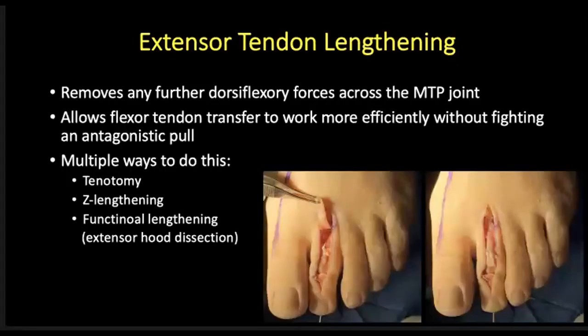We did talk about the extensor tendon lengthening, and it may need to be performed with your procedures to help mitigate a floating toe. The idea behind this is that it removes any further dorsiflexion type forces across the MTP. And so you're essentially weakening the extensors to allow the toe to sit well. And again, if you're not going to perform a flexor transfer, then this is something you need to really take into consideration. And there are times where I have to do both, where I do perform my flexor tendon transfer, but also I'm lengthening the extensor just to really mitigate this floating toe problem.